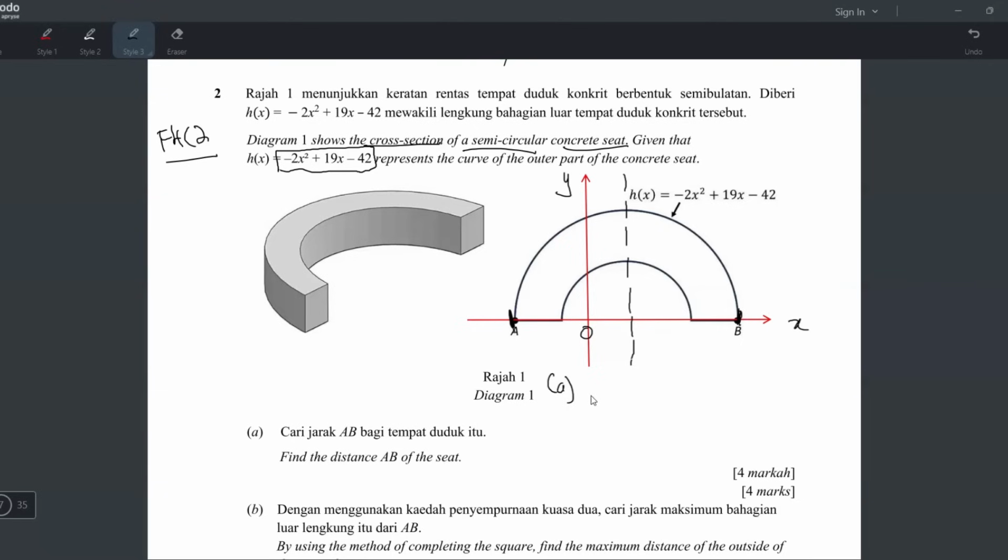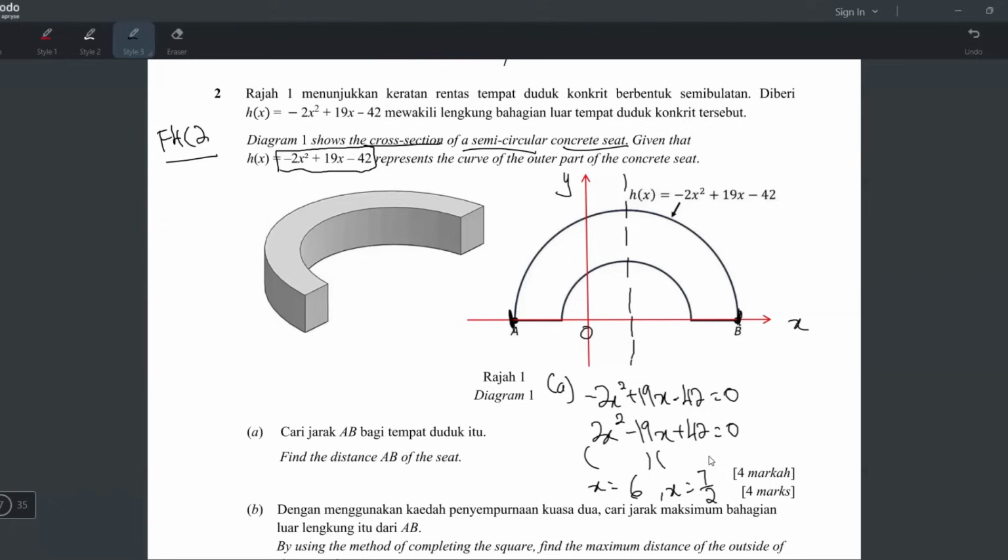So it becomes negative 2x squared plus 19x minus 42 equals 0. If you want to find this, you can factorize using the calculator. But before you press the calculator, make sure the x squared term is positive first. So I can change the signs: 2x squared, minus 19x, plus 42 equals 0. Then I press the calculator and I will end up with two answers. My calculator gives me 6 and 7 over 2. So I just write it like this.